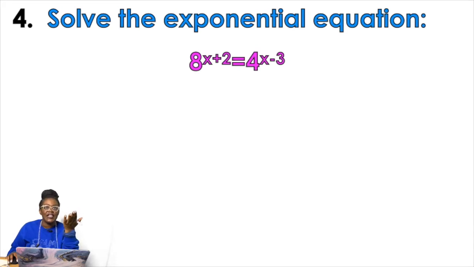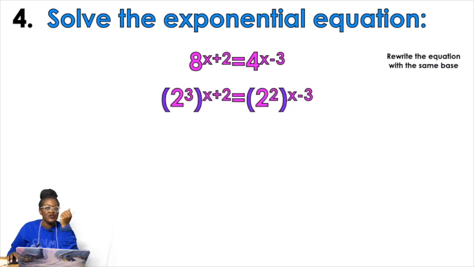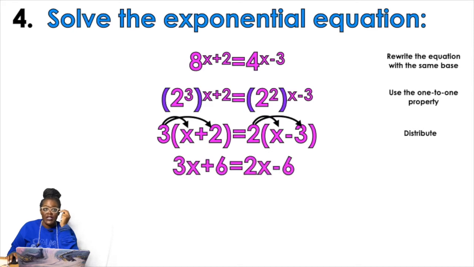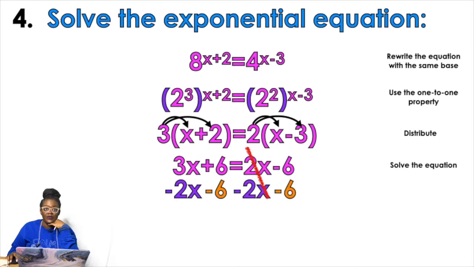What number can I turn an 8 into and a 4 into that would be the same number? Did you say 2? You would be correct. 2 cubed and 2 squared. So now, using your one-to-one property, I'm going to get 3 parentheses x plus 2 equals 2 parentheses x minus 3. We're going to distribute, and now I can solve the equation like normal. Ta-da! x equals negative 12.